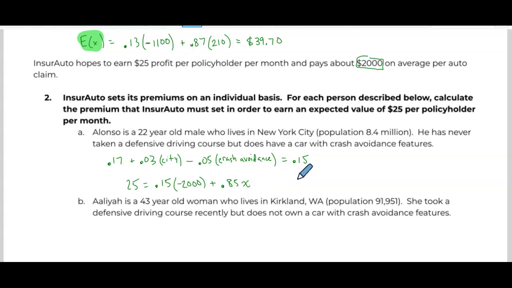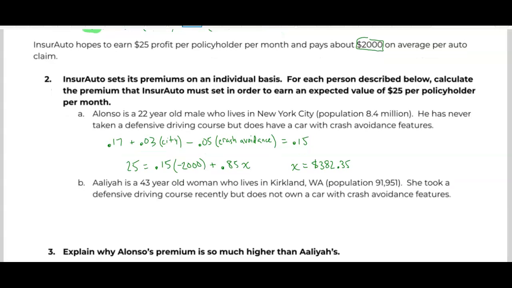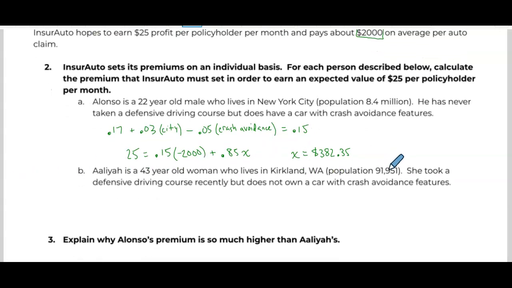All right, what you should get, and you can pause if you need to, is that X comes out to $382.35. That's what they should charge him every month in order to break even on their predictions based off of statistics. Okay, Aaliyah is a 43-year-old woman who lives in Kirkland, Washington, population 91,951.